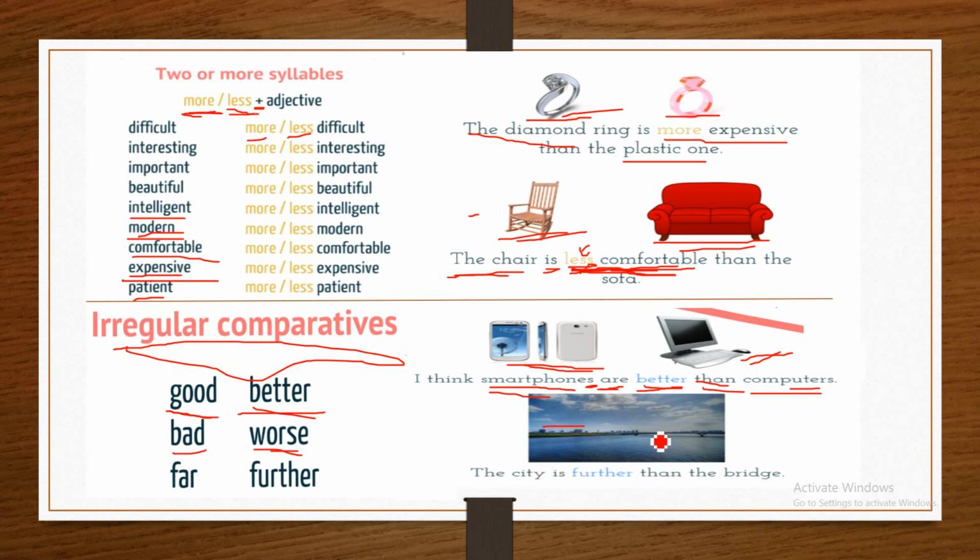The city is further than the bridge. Here is the bridge and there is the city. We have two objects, the city and the bridge. The city is a singular subject, and is is the verb to be used for a singular subject. Further is an irregular comparative adjective. Than is always used to compare two objects. The bridge is the second object.